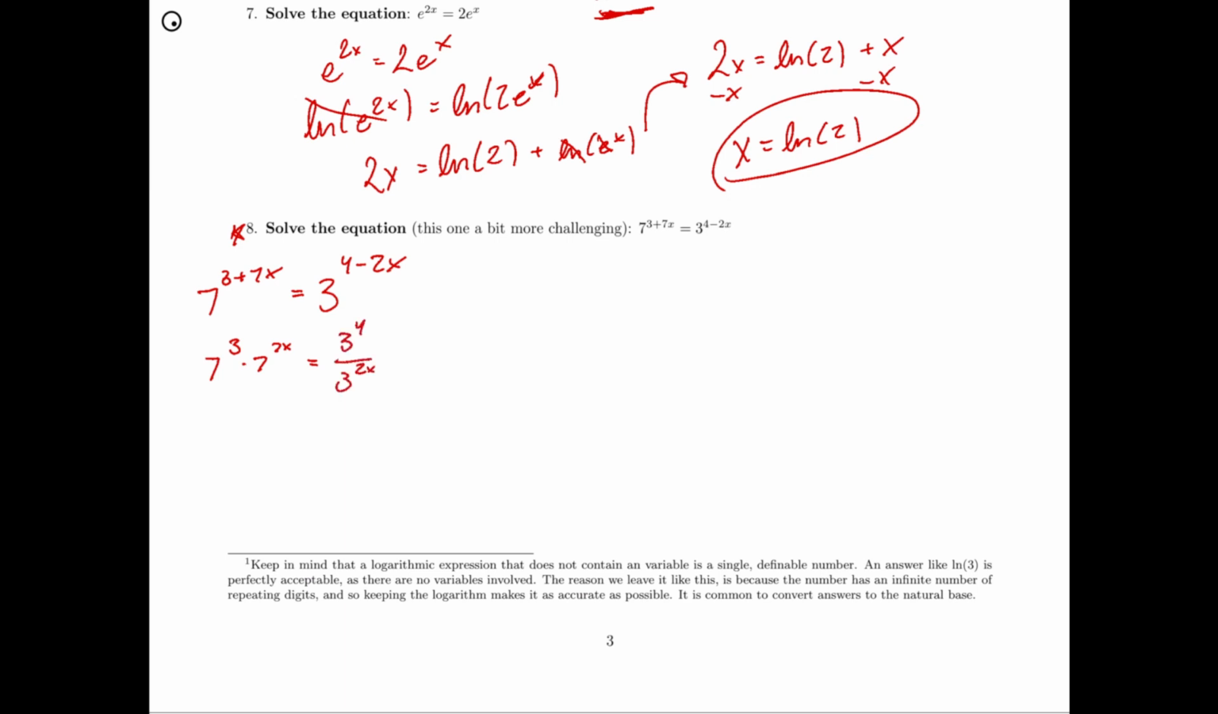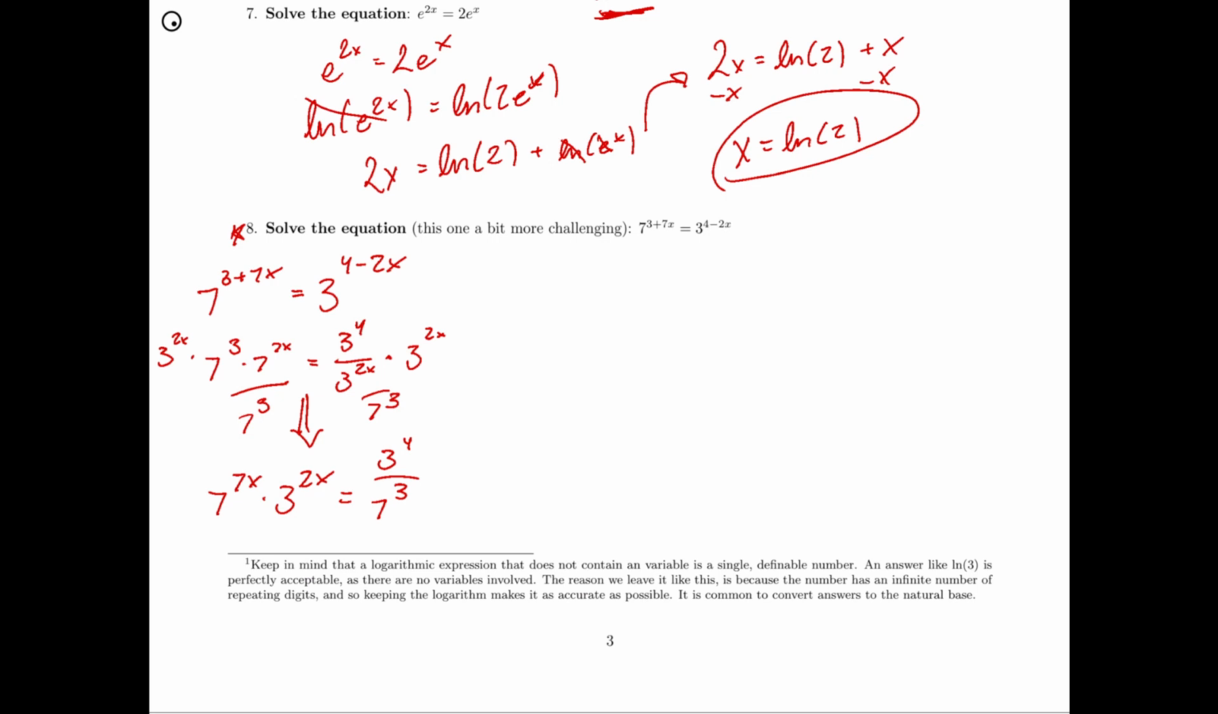Now here's what I'm going to do. I'm going to move all the terms that contain an x to one side, and all the terms that don't contain an x to the other side. So I will multiply by 3 to the 2x on both sides, and I will also be dividing by 7 to the third on both sides. And what this will get me is 7 to the 7x times 3 to the 2x equals 3 to the fourth over 7 to the third. So hopefully you can see how I'm just cross multiplying and moving things around. I haven't really done anything significant here.